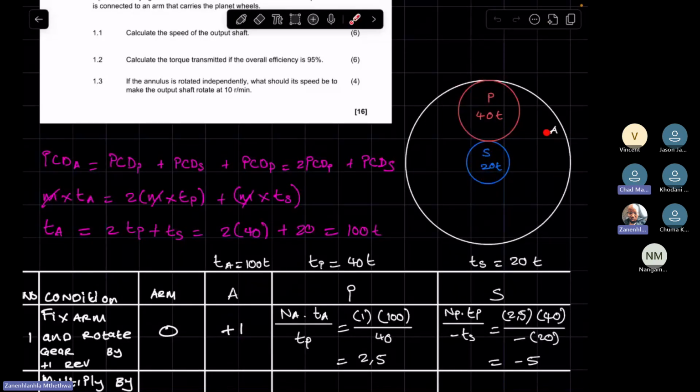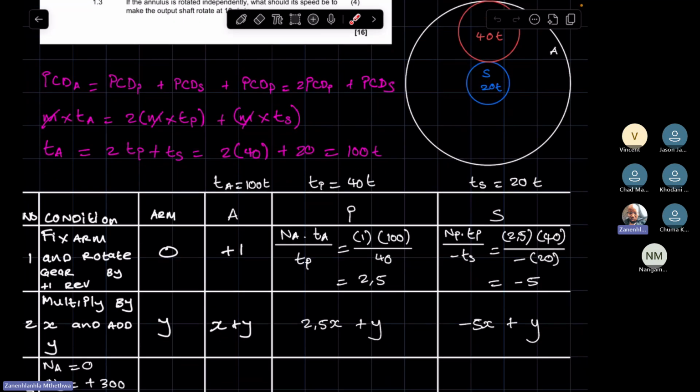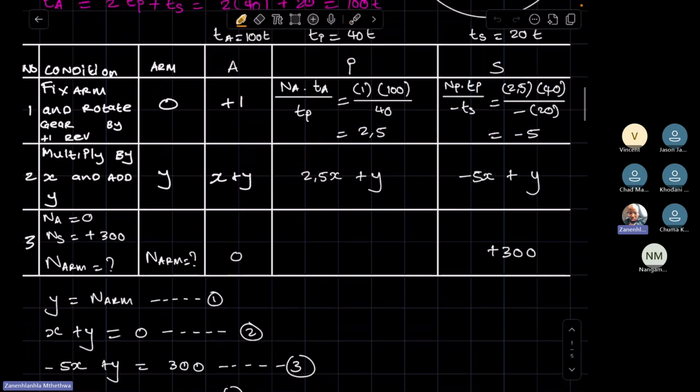Now, if you look at this case, for instance, you have the annulus. The annulus is only meshing with the planetary gear. But the planetary gear is meshing with two gears: the sun gear and the annulus. In this case, we would be able to express the sun gear in terms of number of teeth only. Let us look at how, and see if we come up with the same answer. Let's do it quickly.